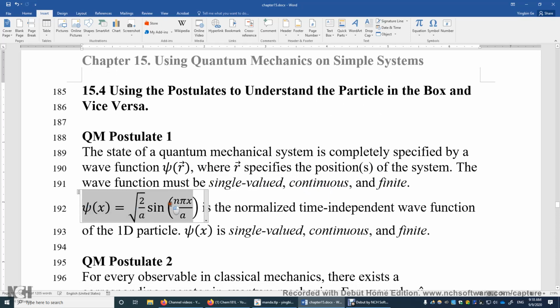Now let's look at this example. This is the wave function of a one-dimensional particle in the box. And this function is single-valued, it's continuous, and it's finite.